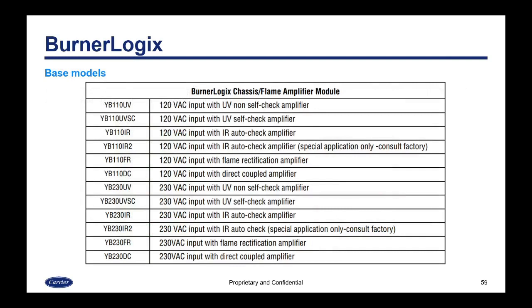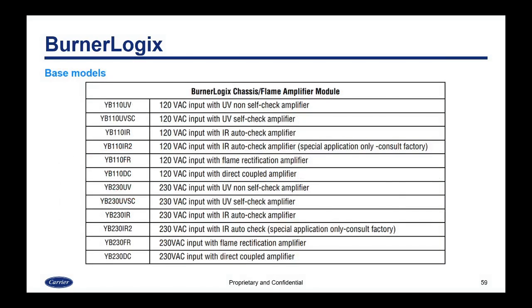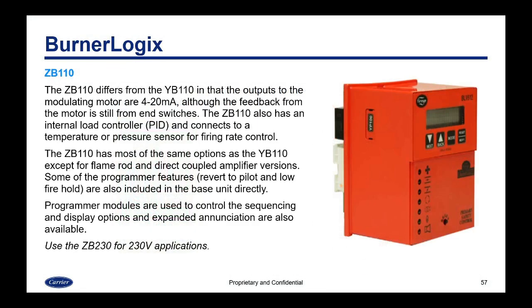So if you get a YB110 UV, that's going to take UV. YB110 IR is the model that would take IR, etc. The programmers fit into a slot on the side of the YB110 chassis. And I'll back up real quick so you can see where it would go on the chassis itself. And it would go on the side of the unit where it says YP100. That is the programmer card.